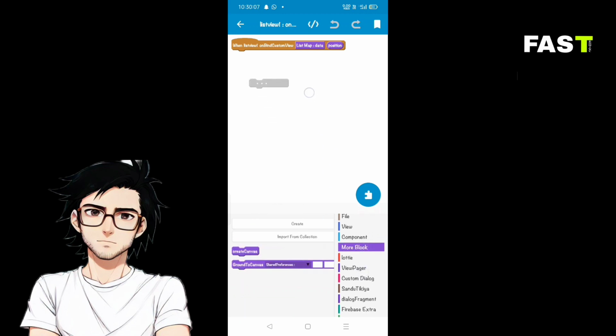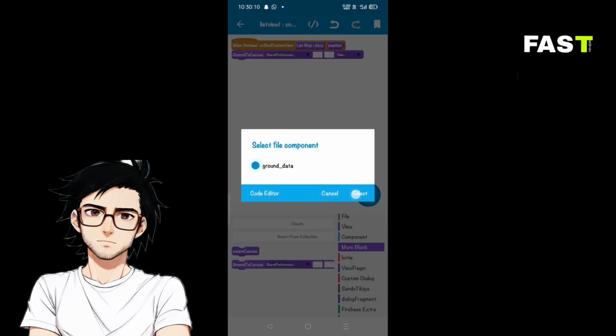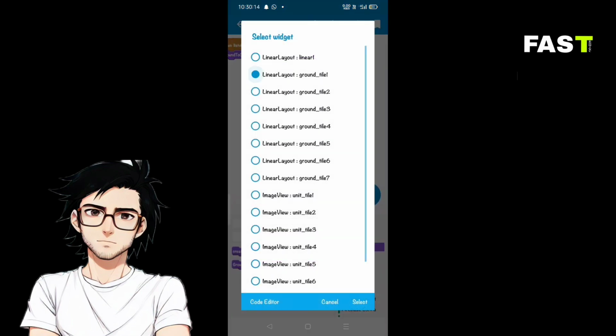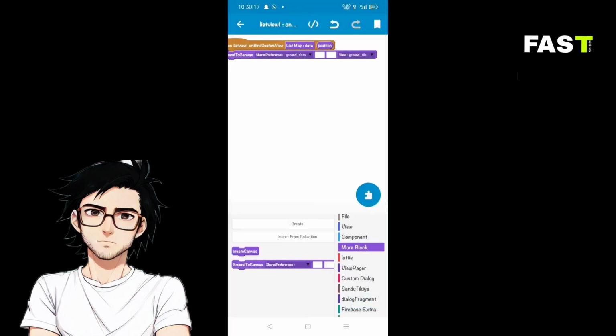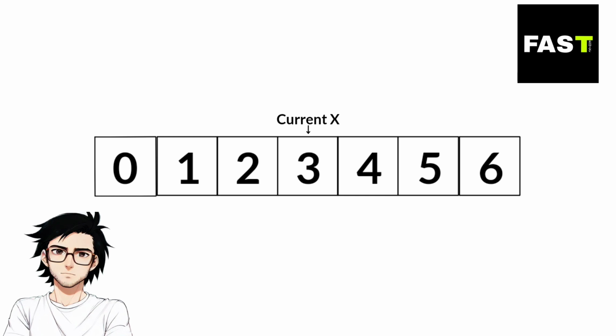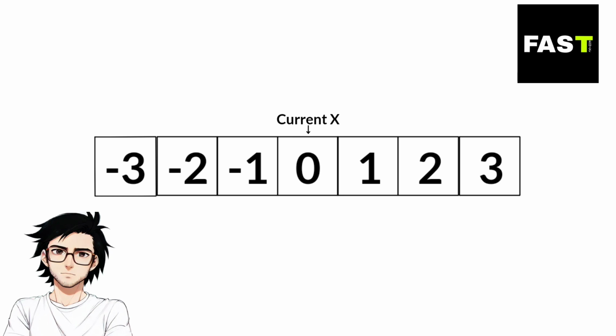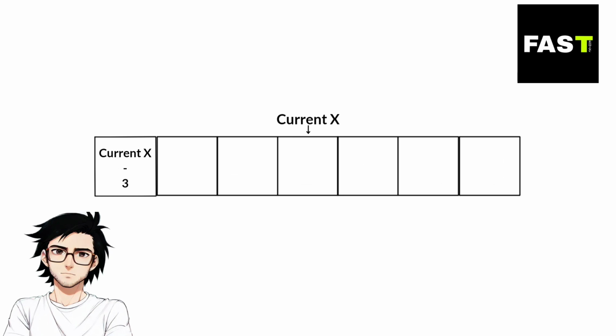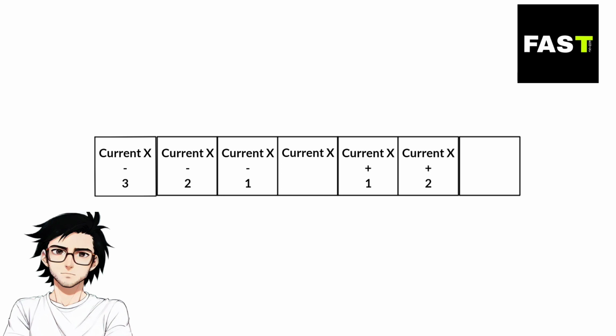Now let's use our more block here. Select ground data in shared preferences, which we have created before. In the view option, select first tile of our strip. Now if our current X is equal to 3, then this will be 4, this will be 5, and this will be 6. Similarly, this will be 2, this will be 1, and this will be 0. If current x of our player is 0, then the other tiles' coordinates will be like these. The first tile of our tile strip will be current x minus 3, second tile will be current x minus 2, third tile will be current x minus 1, fourth tile will be current x only, fifth tile will be current x plus 1, then plus 2, then plus 3.